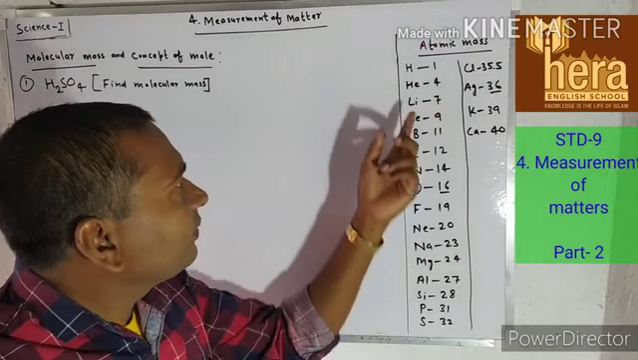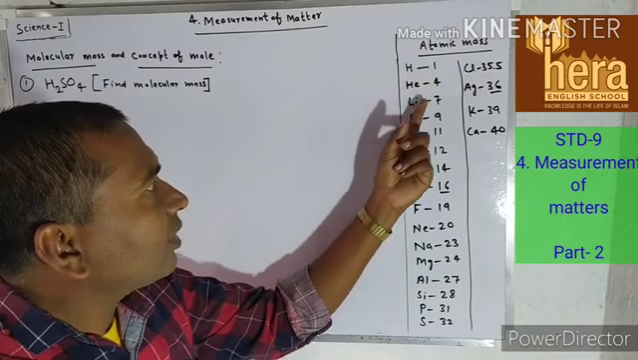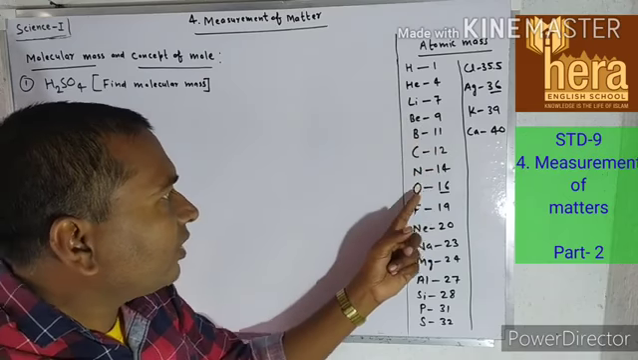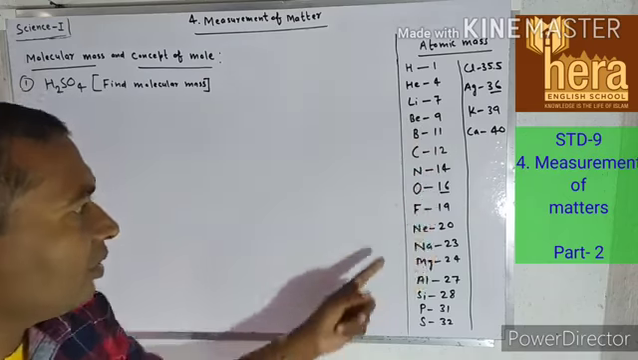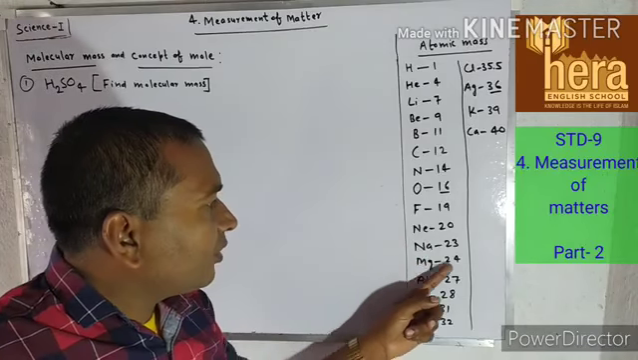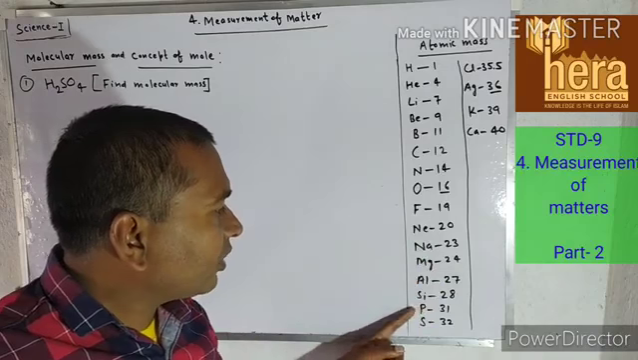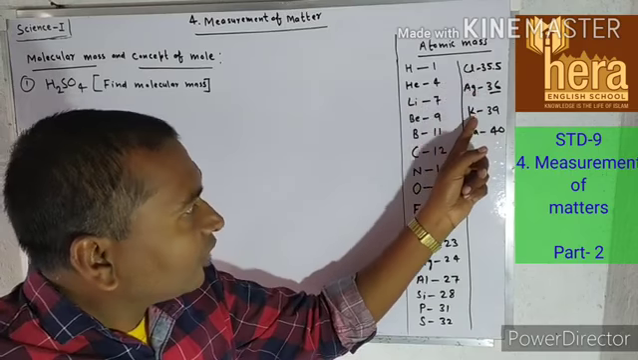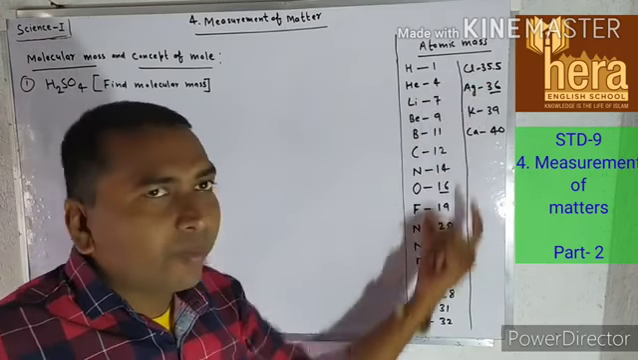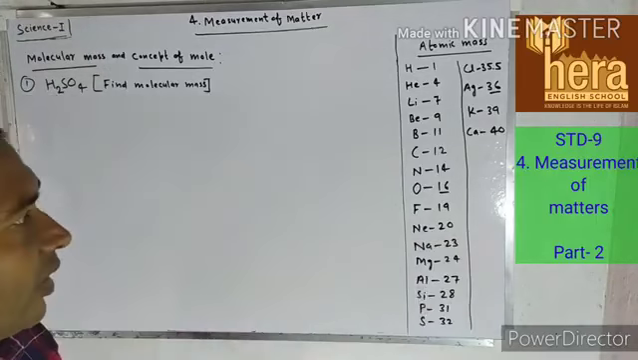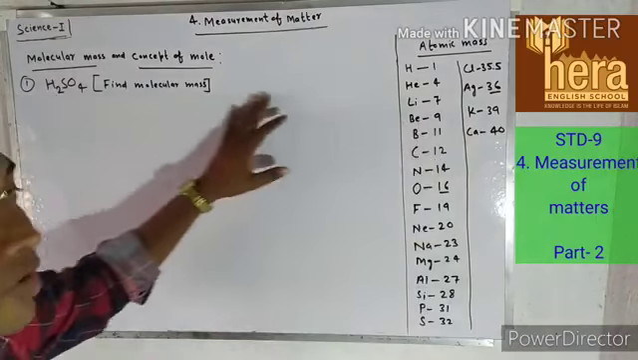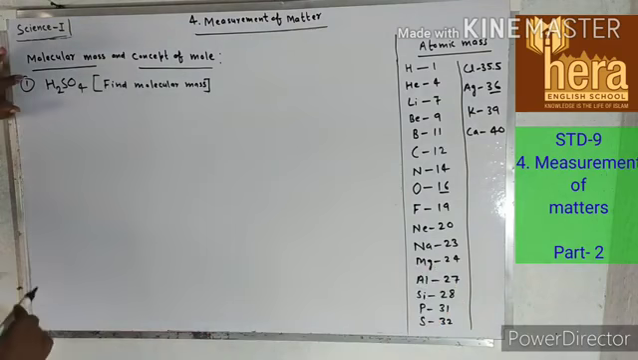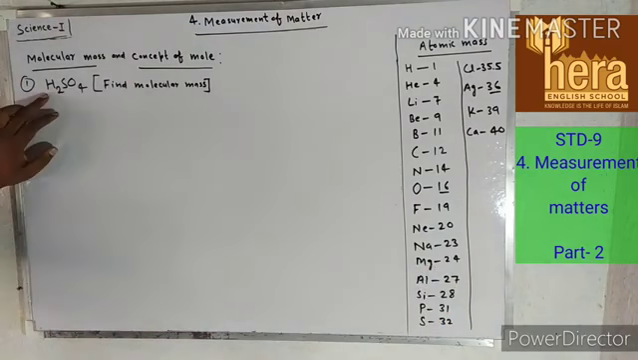So I have written here atomic mass of hydrogen is 1, helium is 4, lithium is 7, beryllium is 9, boron 11, carbon 12, nitrogen 14, oxygen 16, fluorine 19, neon 20, sodium 23, magnesium 24, aluminium 27, silicon 28, phosphorus 31, sulfur 32, chlorine 35.5, argon 36, potassium 39, calcium 40. No need to remember, okay. Whenever a question comes to find the molecular mass of a substance, atomic mass will be given, okay. So see, this is the simplest way I am explaining to you.